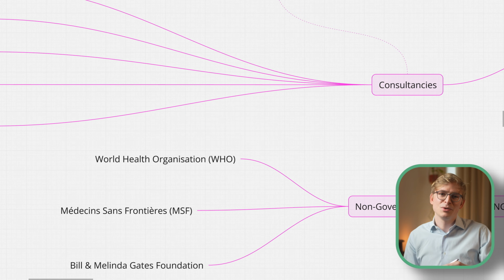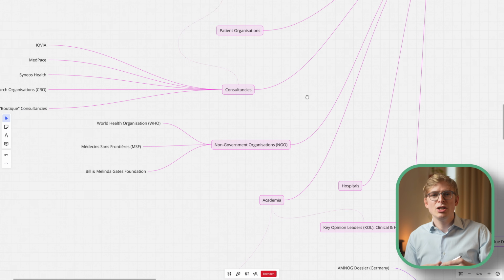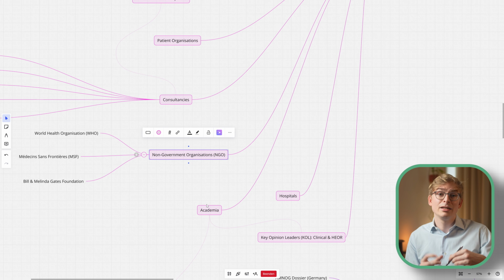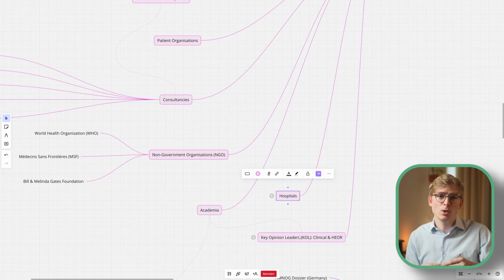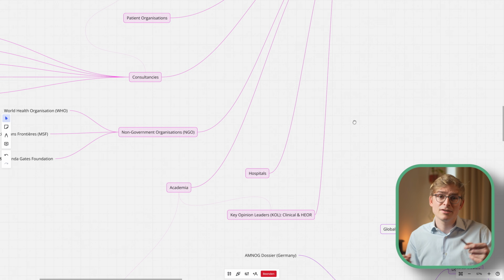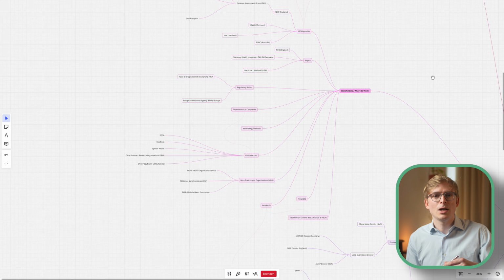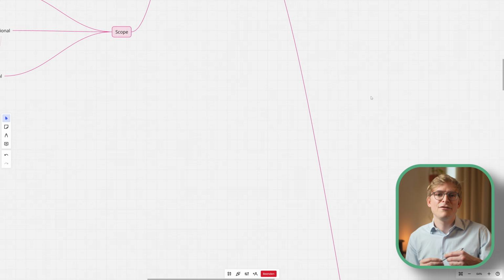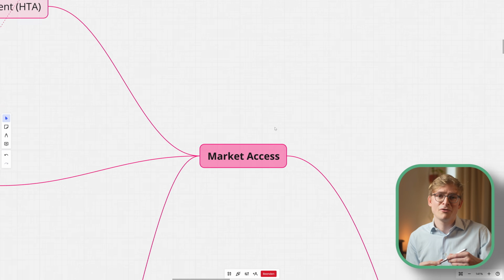There are various other stakeholders that play a role in HEOR. NGOs, academia, hospitals, and key opinion leaders all influence HEOR by contributing towards research priorities, generating real-world evidence, validating methodologies, and advocating for the relevance of outcomes that matter most to patients and society. I'm sure you could list more stakeholders that contribute to HEOR, but I'm going to stop here and move on to my last topic. Following along the red branch of our HEOR mind map, you can see that I've included market access as a key element of HEOR.